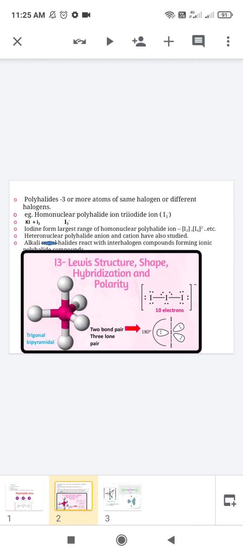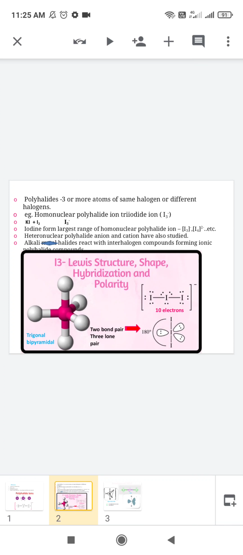And the heteronuclear polyhalide ions, in which the cations have also been studied. Okay, so alkali metal halide reacts with interhalogen compound forming the ionic polynuclear compound, polyhalide compound. See the first example, I3 minus ion, in which I minus ion combines with two iodine atoms, and we will get I3 minus ion.